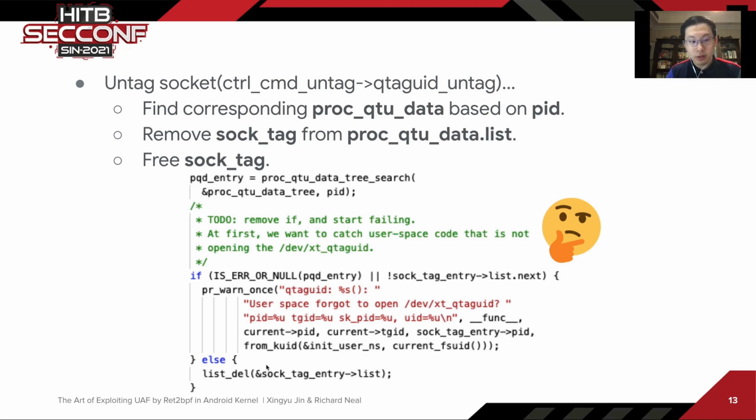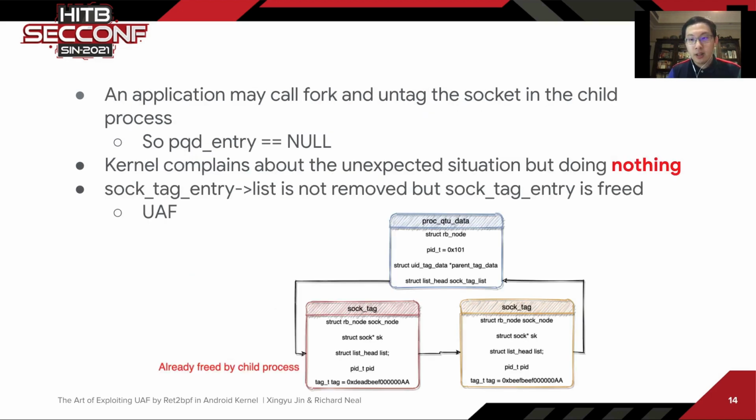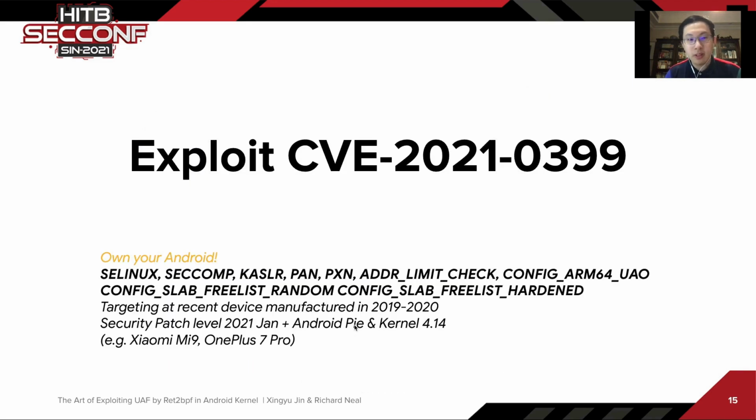So when you untag the socket in a child process, the kernel module is unable to find the proc_util data structure. Essentially it leads to the use-after-free. So you may have 2 socket tag structures under one proc_util data structure, while one of these socket tags is already freed but still resides in the linked list. Okay, cool. So let's see how to exploit the vulnerability on a modern Android Pie device.